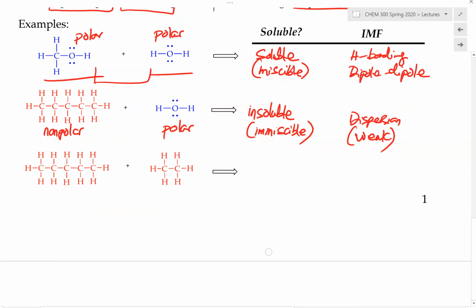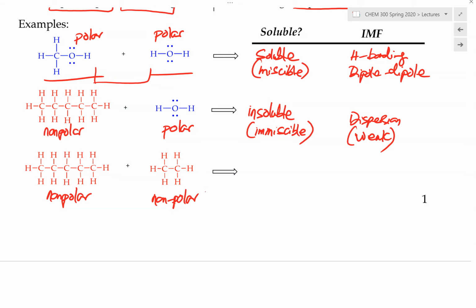And now let's try another example. So let's say here we now have pentane, same thing, and we've seen already that this molecule is non-polar. And now we have ethane, and ethane is also non-polar. So if we were to have two non-polar molecules and we allow them to interact with each other.